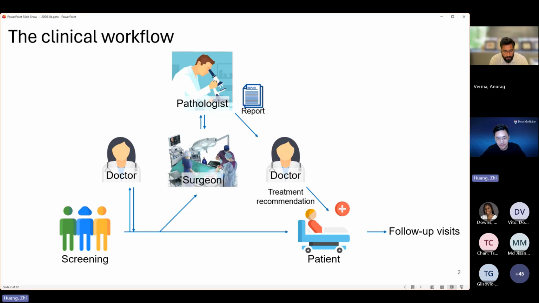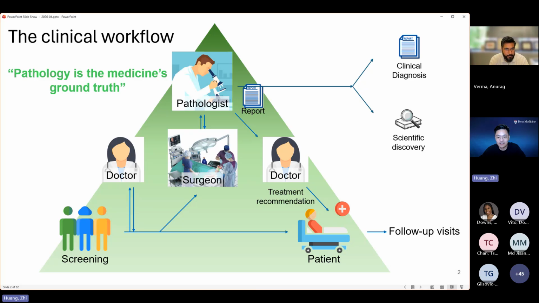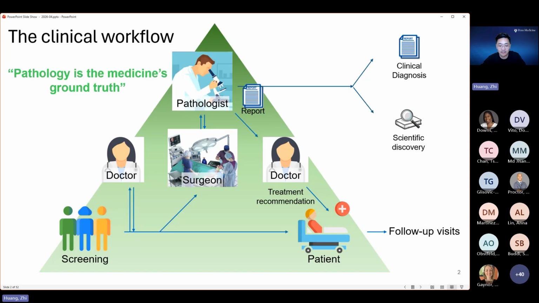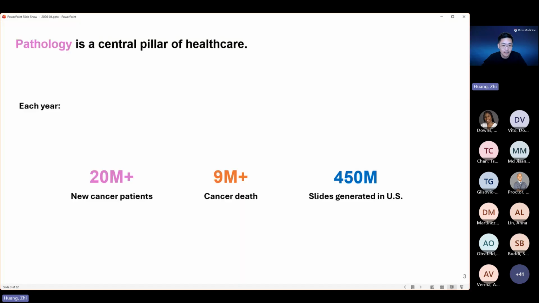And now, as you can see, pathology is medicine's ground truth. It is pathology that gives you the clinical diagnosis. It is also pathology that enables us to understand more about disease mechanisms and push forward scientific discovery. So when we talk about pathology being medicine's ground truth, it is very important. Today, my topic will largely cover clinical diagnosis, and we're also going to cover a little bit on scientific discovery. But it is very important: pathology is a central pillar of healthcare.